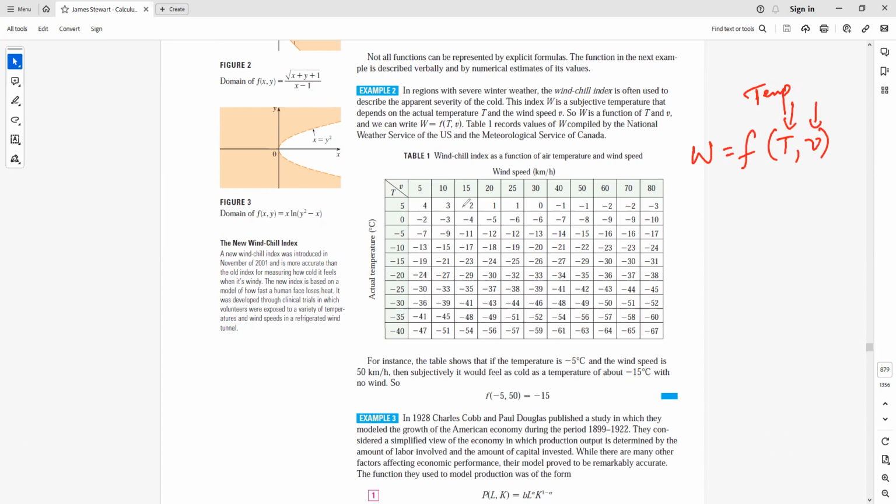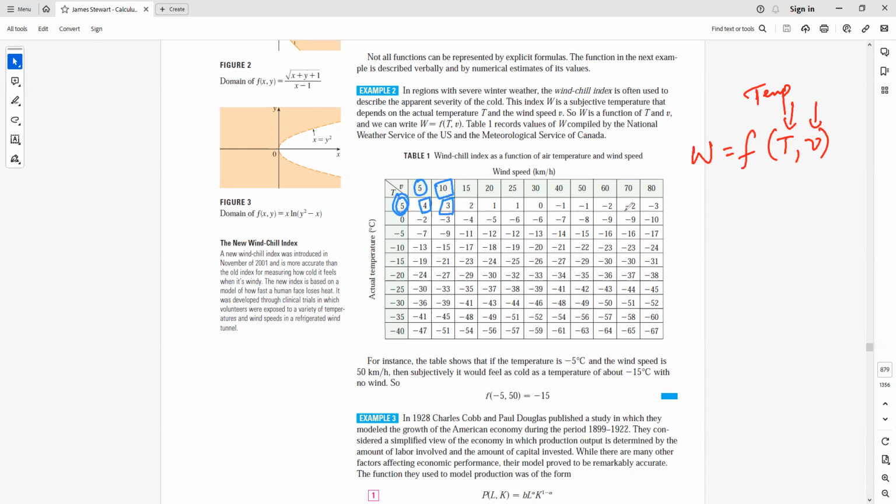So now this table represents that when the wind speed is 5 and the temperature is 5, the wind chill index will be 4, right? And similarly, when the wind speed is 10 and the temperature is 5, we will get the wind chill index as 3 and so on.